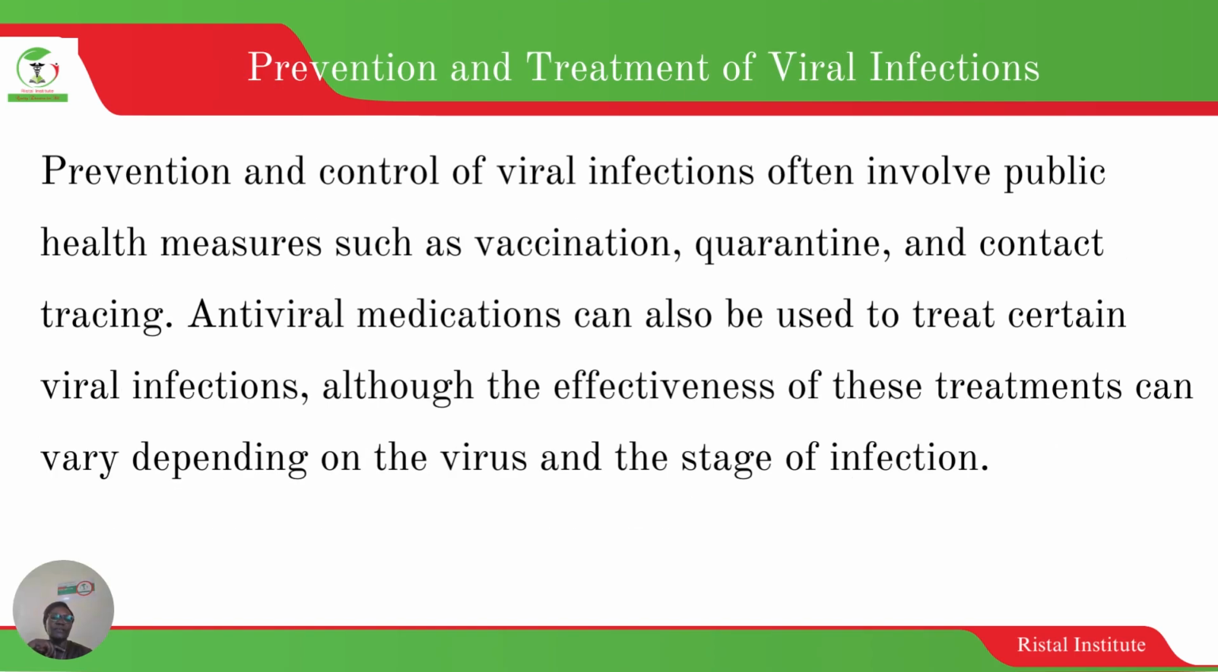Prevention and treatment of viral infections often involves health measures, for example vaccination, quarantine, whereby the individual who has the disease is isolated, and also contact tracing. Those people who have had contact with the disease, they try to look for them so that they can be isolated. Another way is the use of antiviral medicines. These can be used to treat certain viral infections, but at times the effectiveness of treatment will depend on the virus and also the stage of infection.